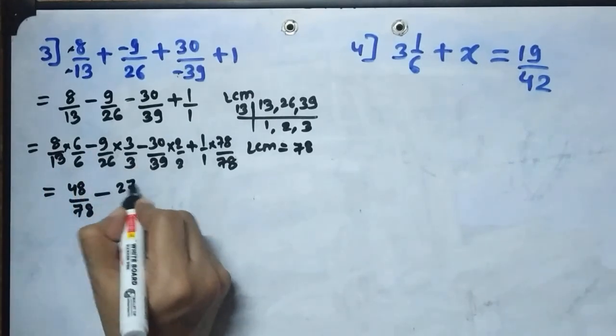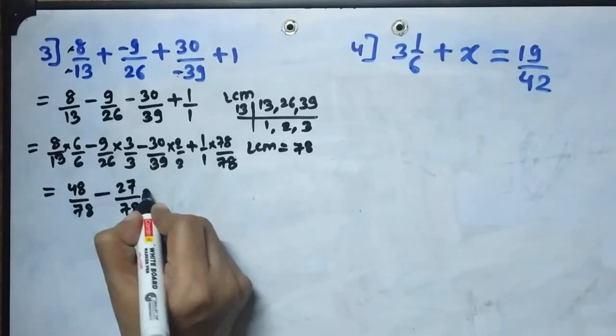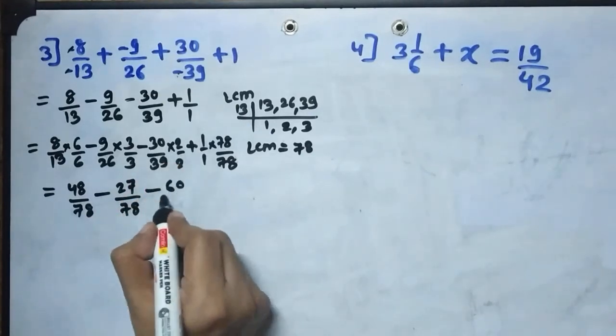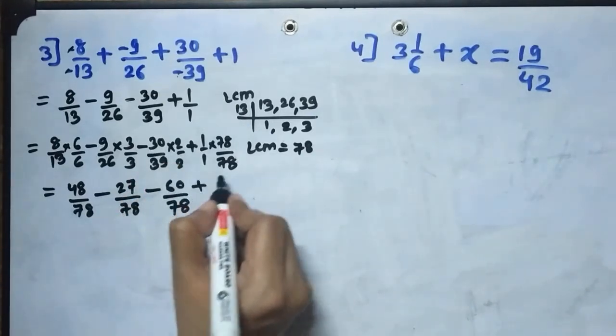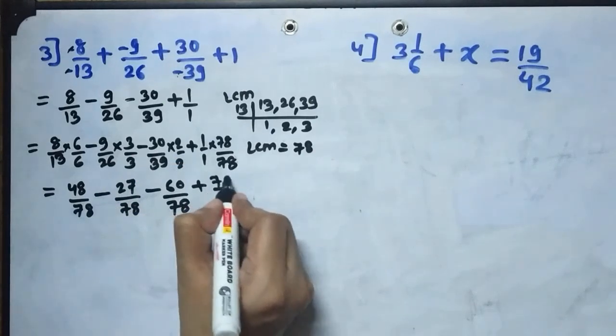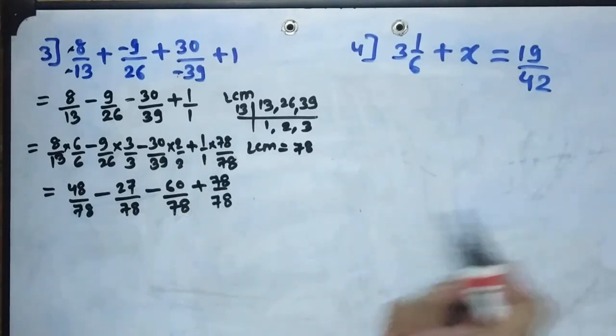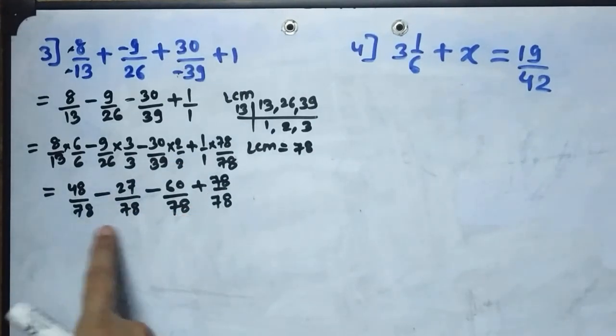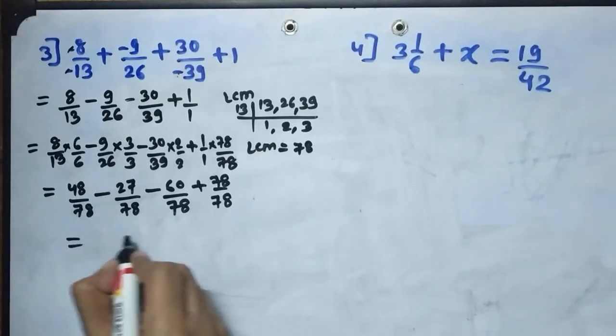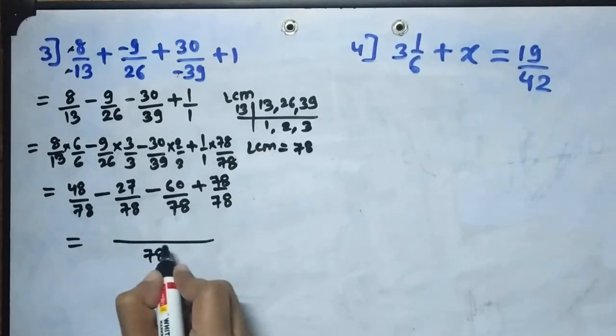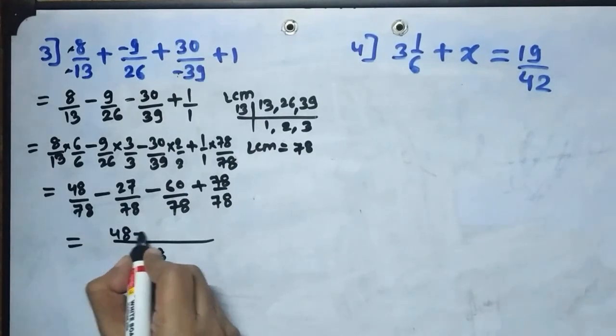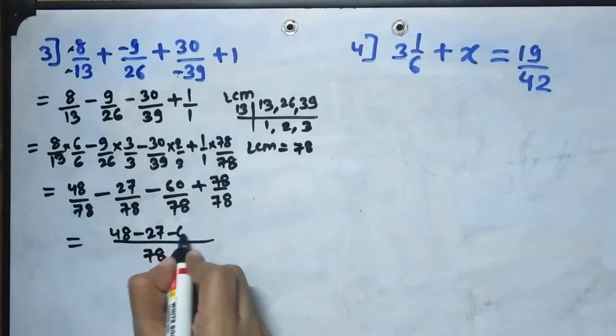Minus 9 threes are 27 upon 78. Minus 30 twos are 60 upon 78. And plus 1 by 1 times 78 upon 78. So friends, now all denominators are equal. Write down this denominator once, and you need to do the arithmetic operations in the numerator.